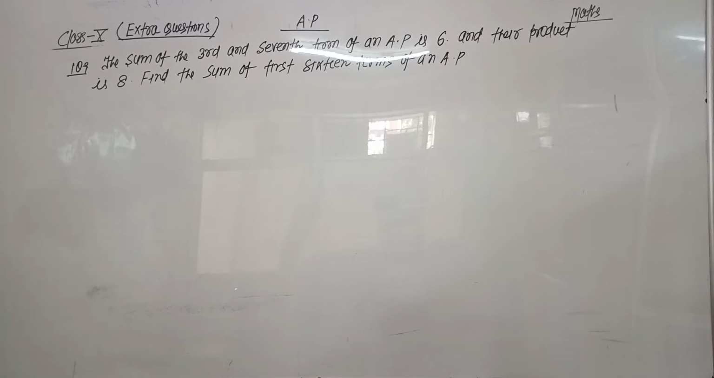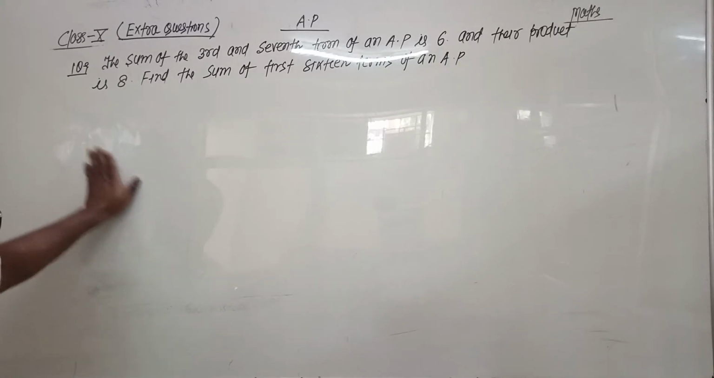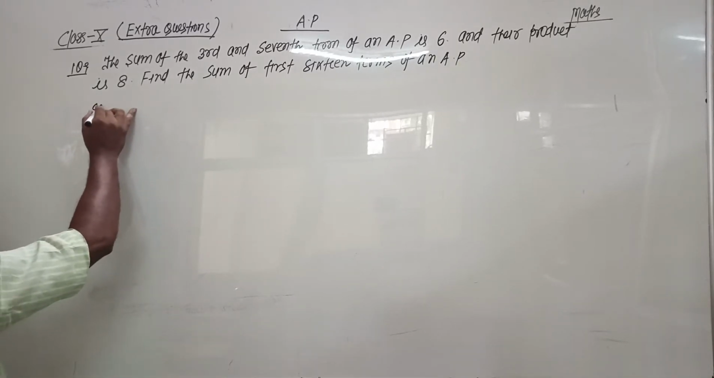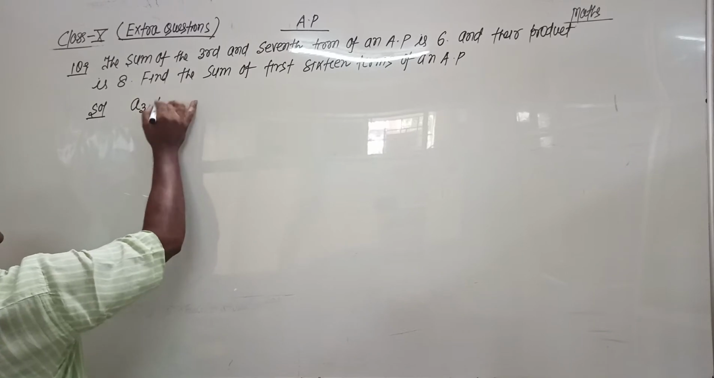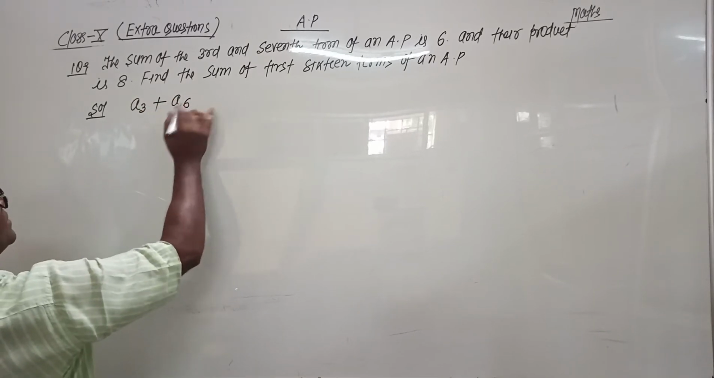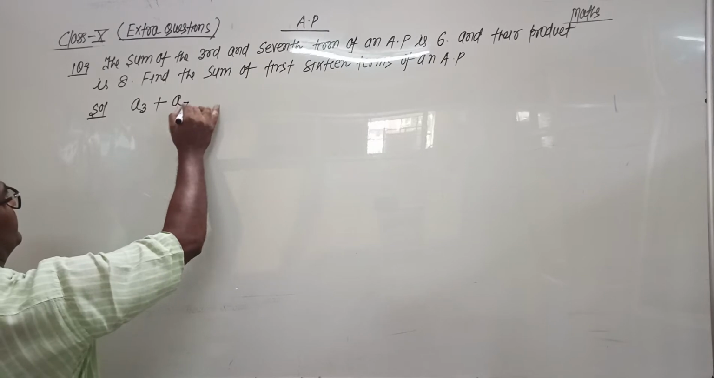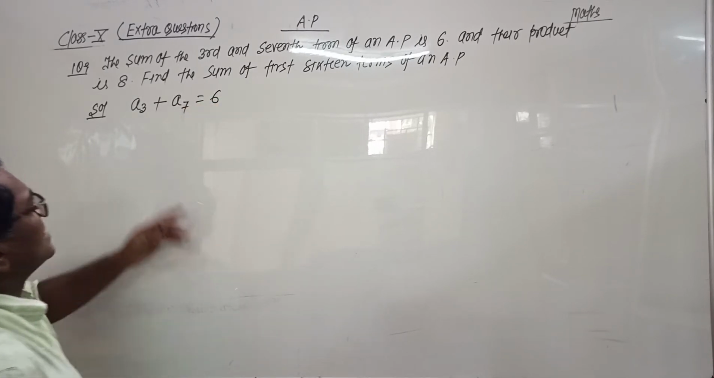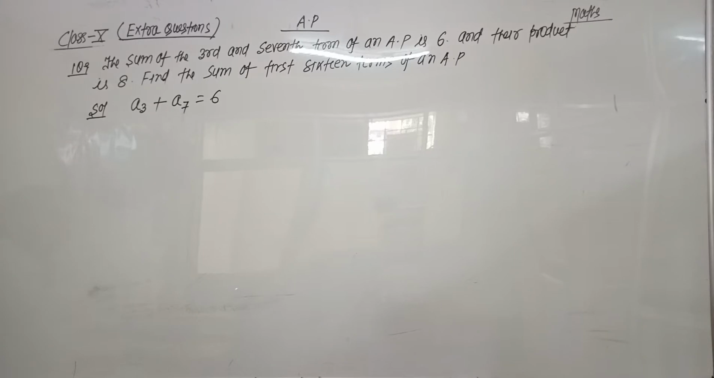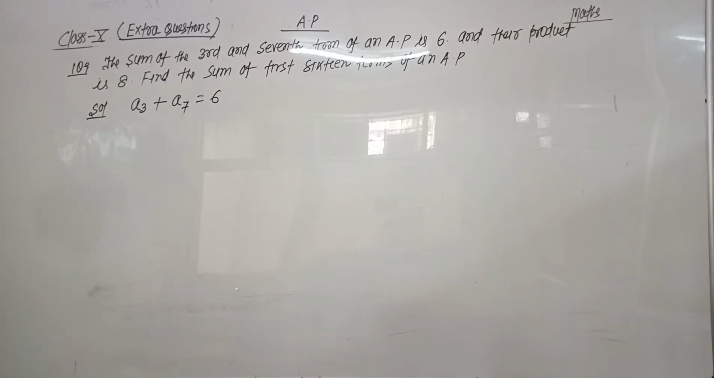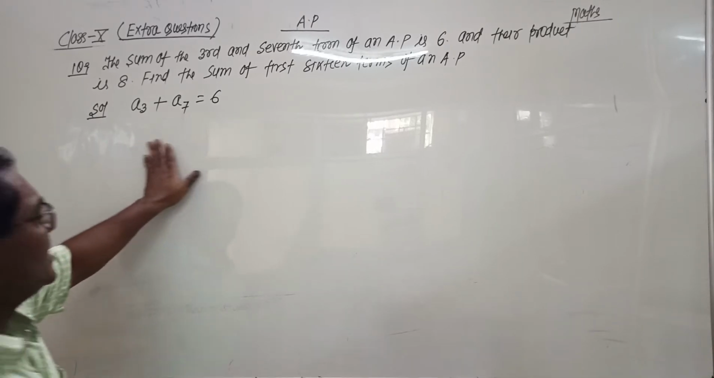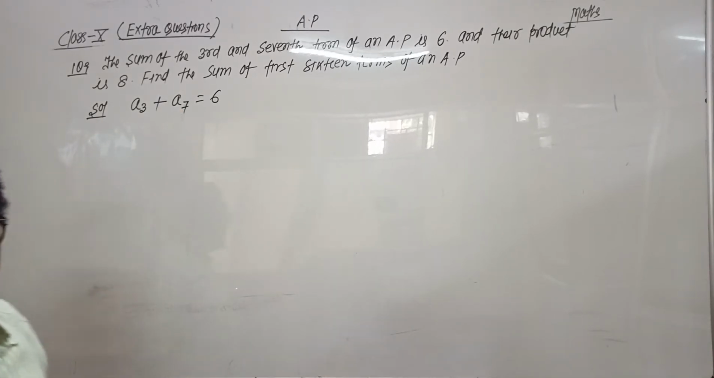We proceed with extra questions based on AP. The question: the sum of the third and seventh term is 6, meaning a3 plus a7 is 6. The sum of the third term and seventh term of an AP is 6 and their product is 8. Find the sum of the first 16 terms of the AP.